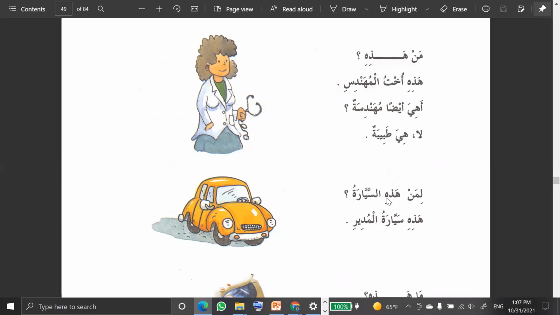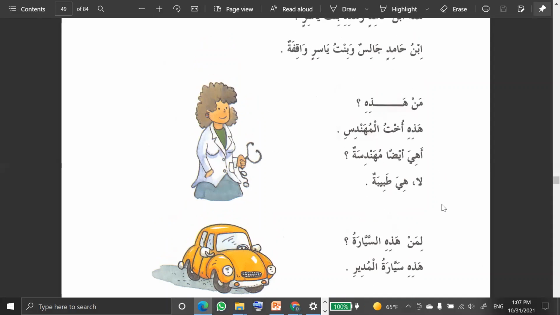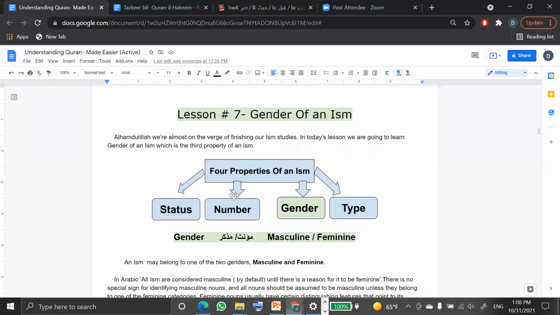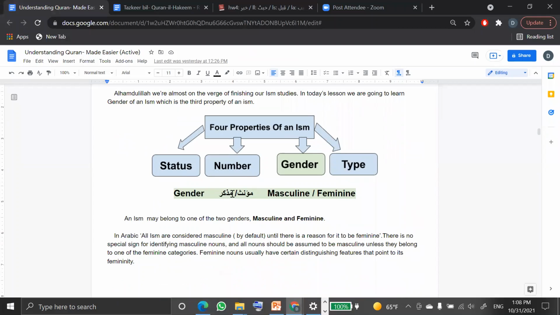This is a pointer ism, and it is used when we are pointing to a feminine ism. So how do we recognize which one is a masculine ism and which one is a feminine ism? Last time I told you that for feminine isms, inshallah, we are going to learn it from notes. How do we recognize masculine from feminine?